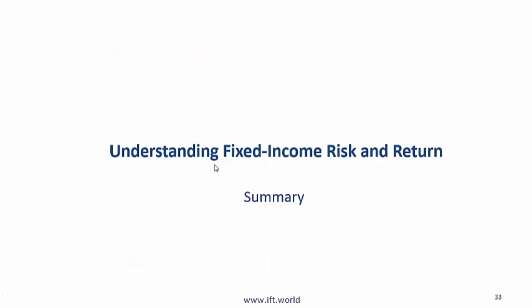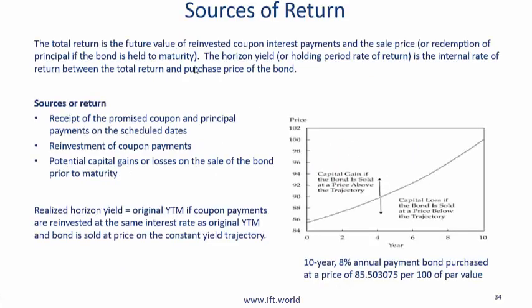We'll now talk about understanding fixed income risk and return. First point here is sources of return. The terminology here might be slightly confusing, but the concept is straightforward. I'll use the terminology from the curriculum and then explain what they are talking about. The total return is the future value of reinvested coupon interest payments and the sale price.